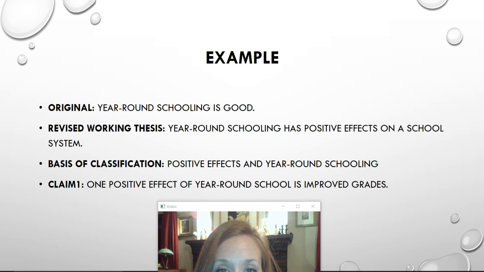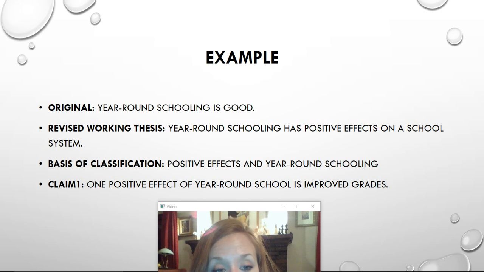Because as stated, anytime you see good or bad, it means it's a matter of personal taste. That word implies preference. So this revised working thesis statement is way more clear. The basis of classification then. So basically the hockey rink. What did you say you were going to talk about? So basically, you said you're going to talk about year-round schooling, and you said you're going to talk about positive effects. That's it. You can't really talk about anything other than year-round schooling and it rocking the world, right?